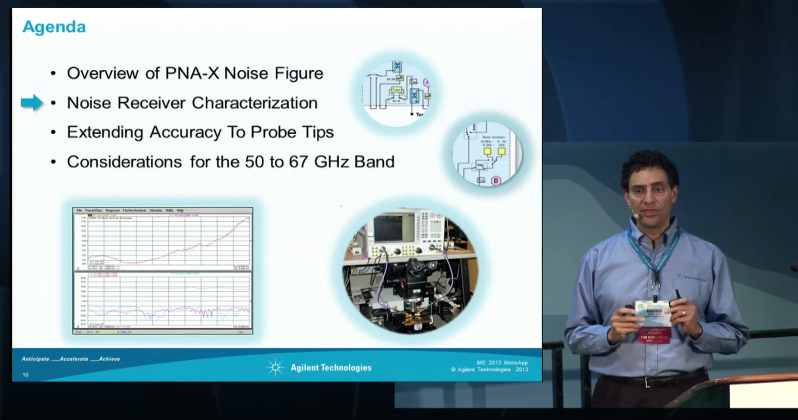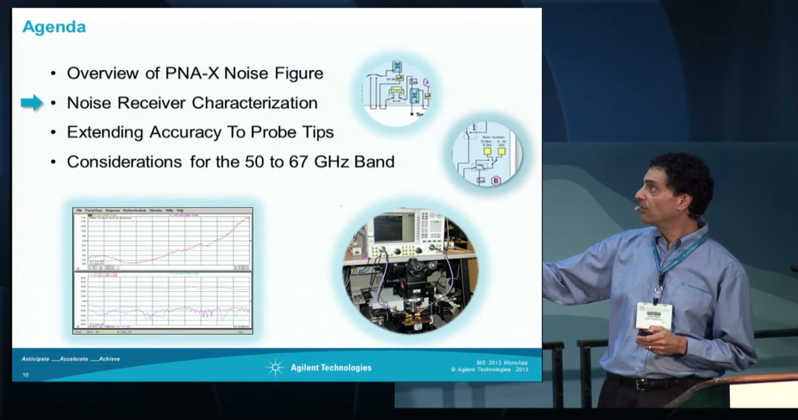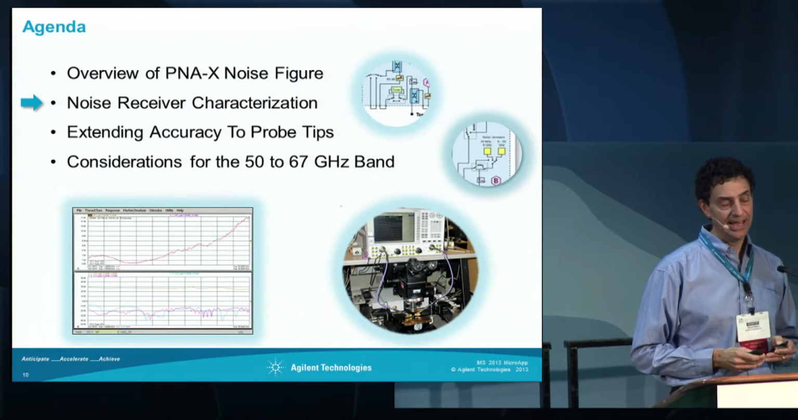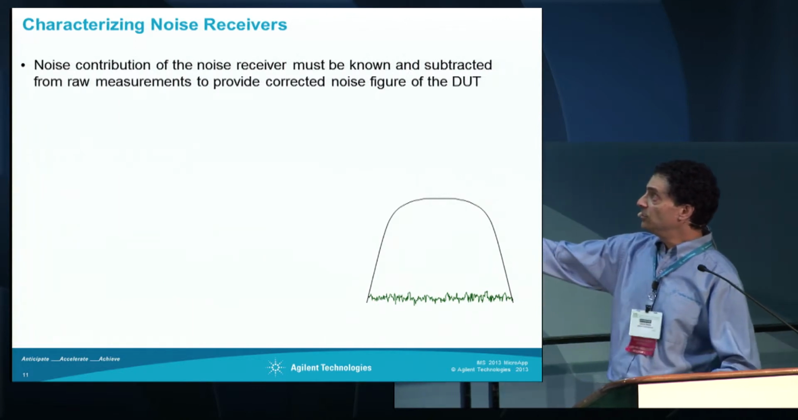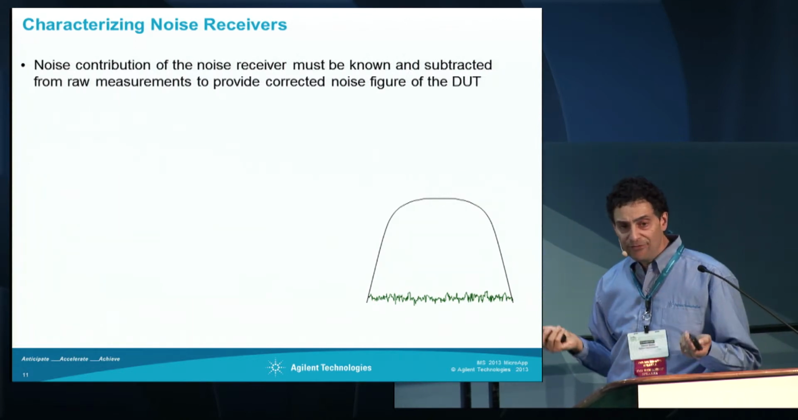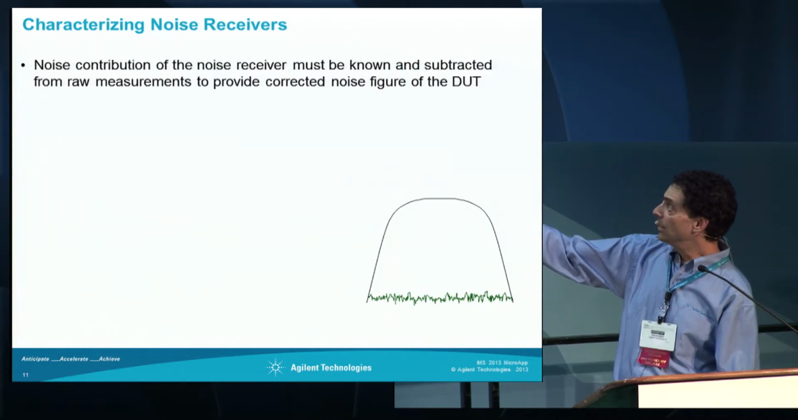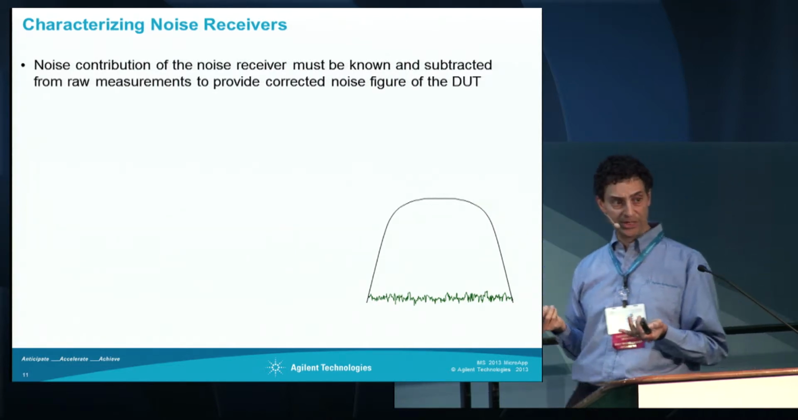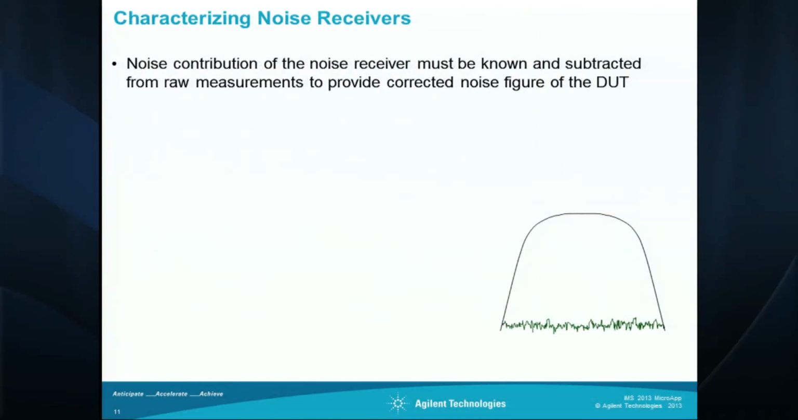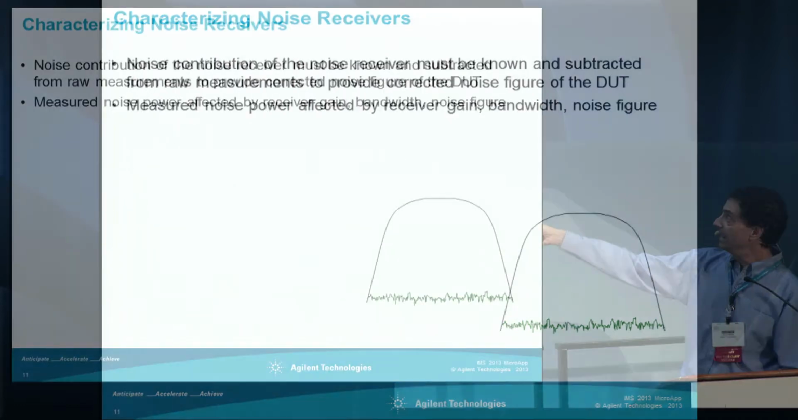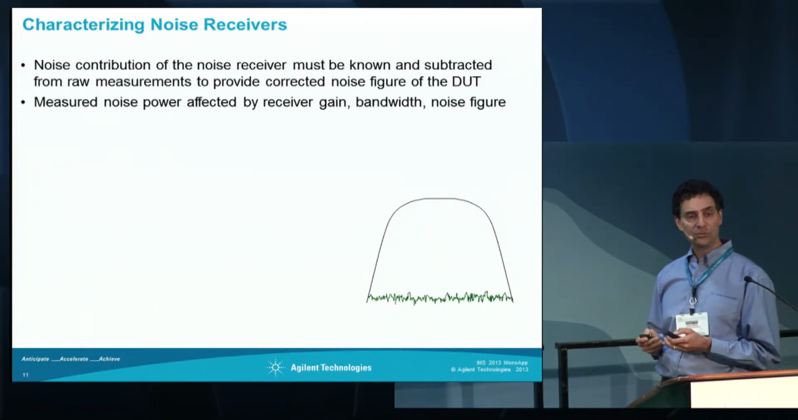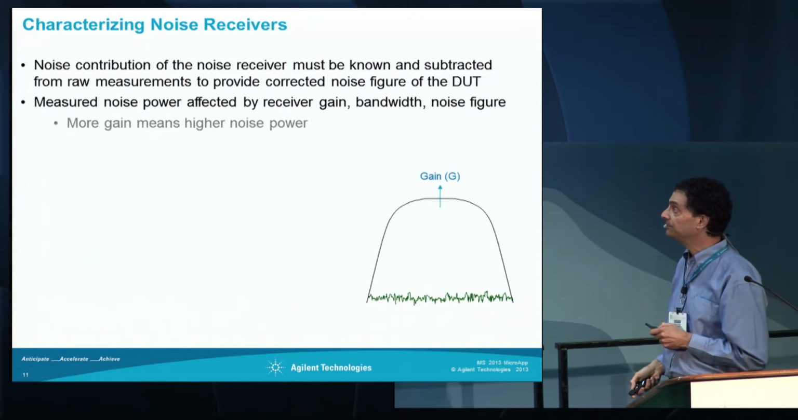One of the really important things about measuring noise figure is characterizing the receiver's gain and bandwidth. So the noise contribution of the noise receiver, whether it's an NFA or a PNA-X, has to be known, and then you subtract the instrument's noise from the raw measurement to get a corrected noise figure of just the DUT. And so the measured power of a noise receiver is affected by its gain, its bandwidth, and its noise figure. So we have to actually, as part of our calibration process, characterize that.